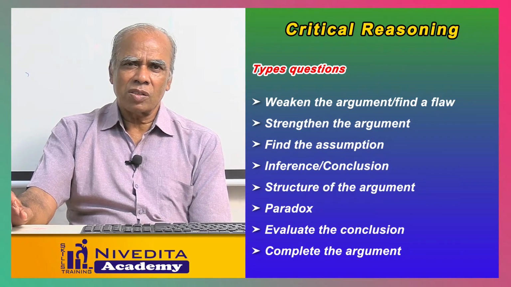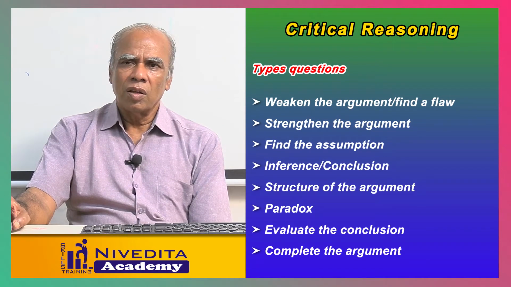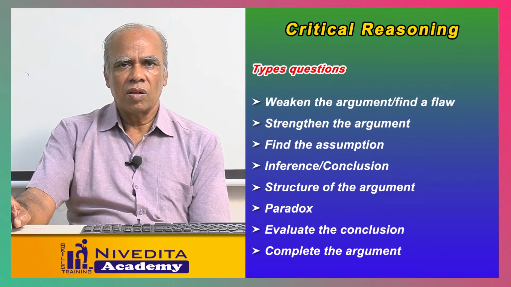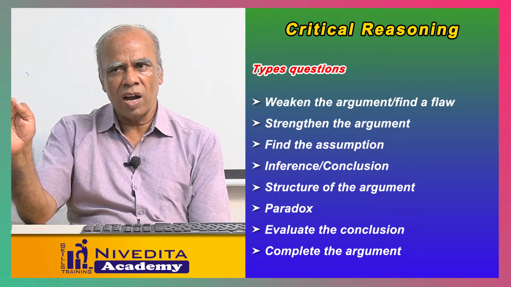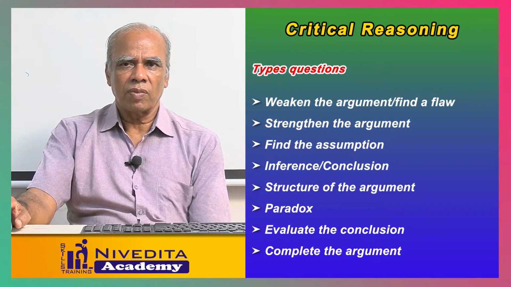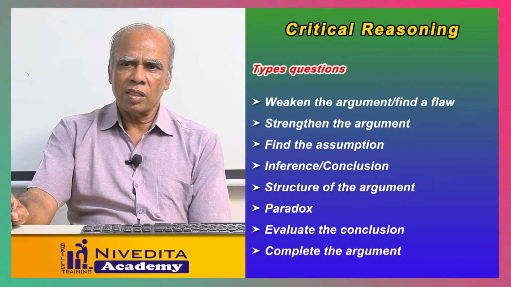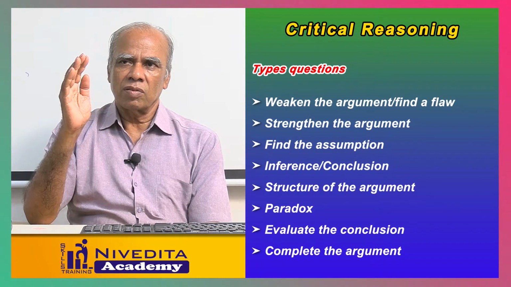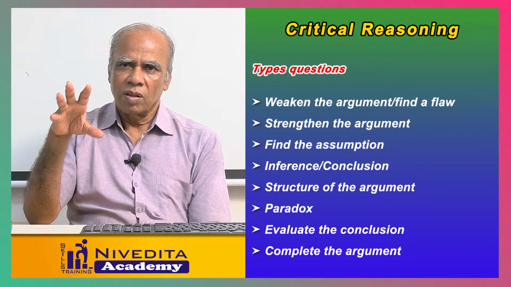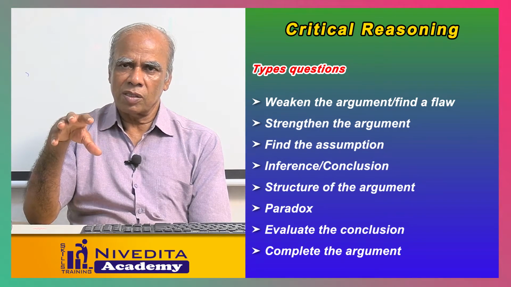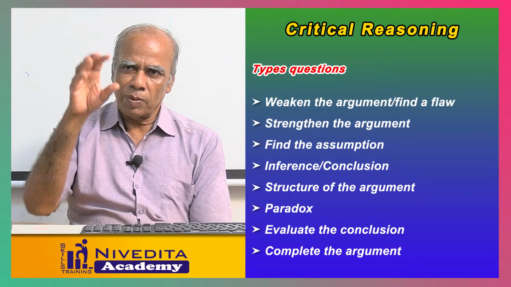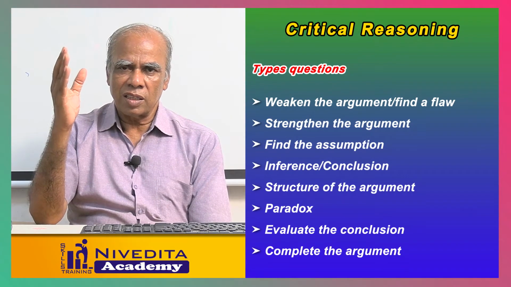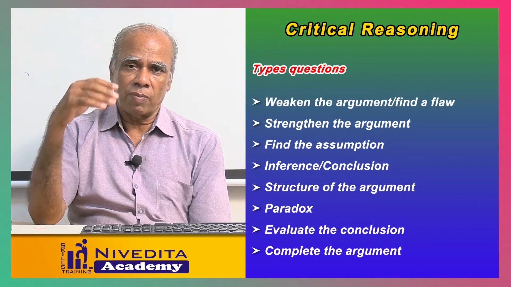What kind of questions? First, weaken the argument or find flaws. You have to find out whether there is any flaw in the argument. Next, strengthen the argument. Strengthen means there is a clear-cut fact or truth. In one of the options there may be a truth, what is given in the paragraph, so that also is a strengthen. That is called strengthen the argument.